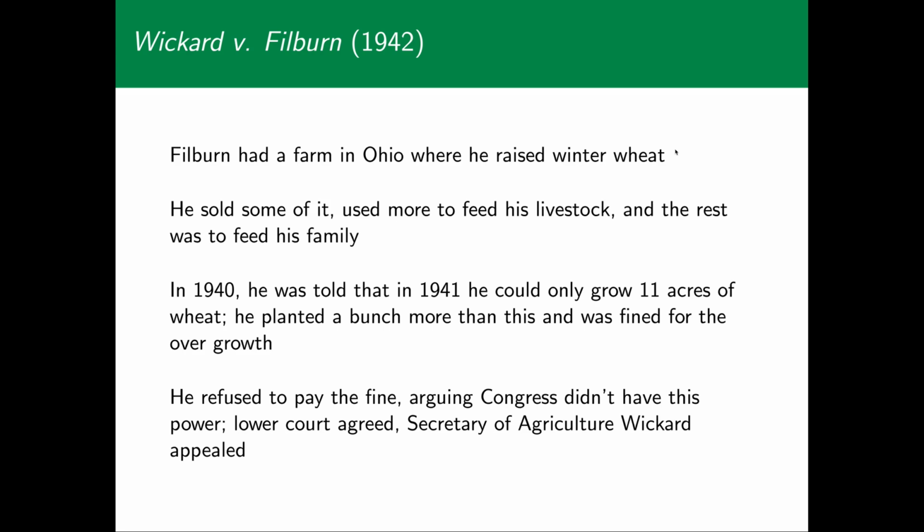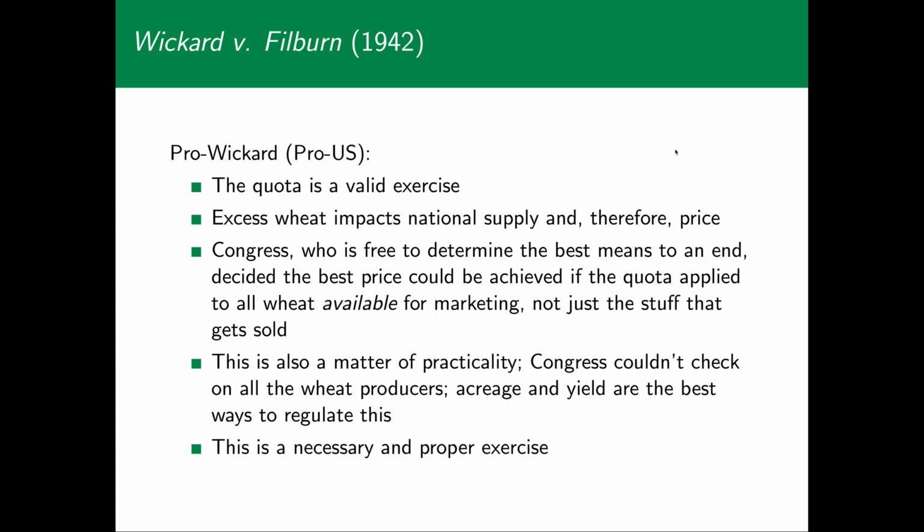So a lower court agreed with Filburn, but Wickard, who was the Secretary of Agriculture, appealed up to the Supreme Court. So the pro-Wickard argument, the pro-U.S., the pro-Secretary of Agriculture argument is the quota, right, the cap on how much wheat somebody could grow, is a valid exercise of a congressional power. That power, of course, being the regulation of commerce. And the reason for that is because the excess wheat, the 12th, the 13th, the 14th acres that he grows, it ends up impacting the national supply. The national supply, of course, influences the price, and they want to stop the price swings.